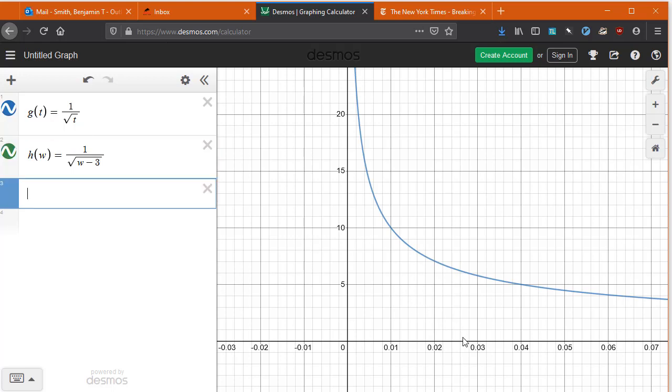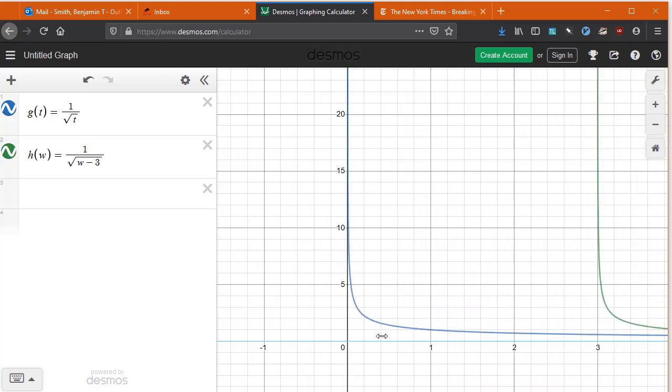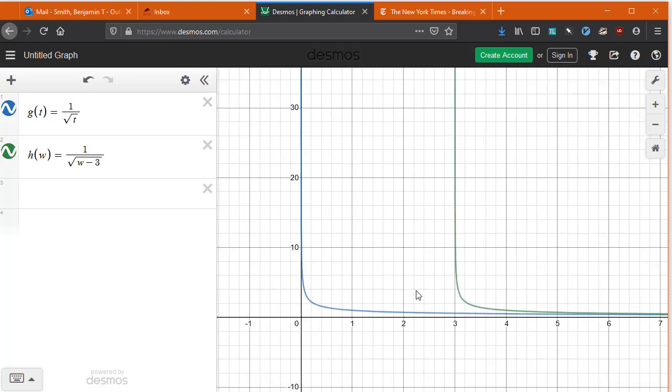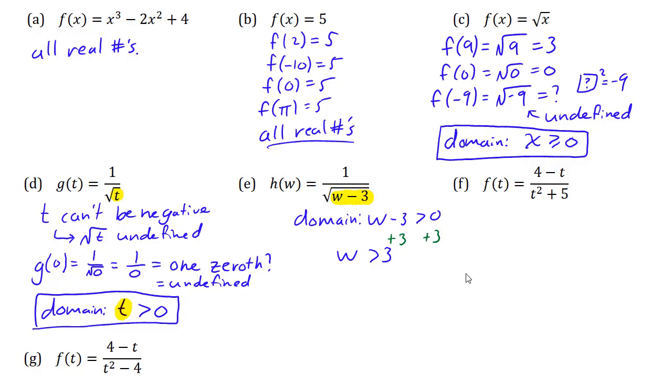Okay, so now I want to see what this looks like here. I'm going to zoom out again so I can see 3 here. And you can actually see the graph of h of w in green, and the only x values that give a y value as a result are x equals 3 or greater, or w equals 3 or greater. So you can see how these are kind of the same thing. It's just that h of w ends up shifted to the right by 3, which is kind of interesting. So that's the domain of this: w is greater than 3.